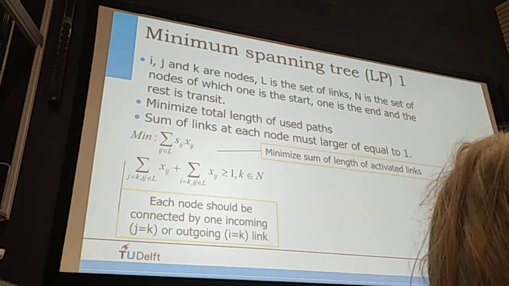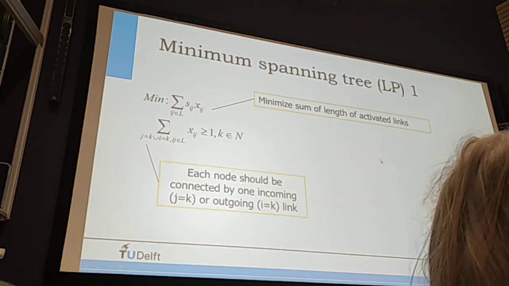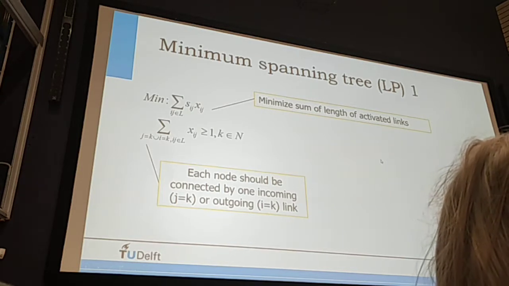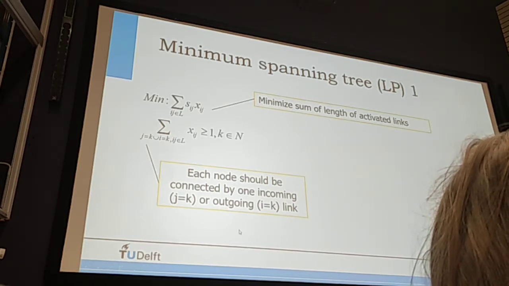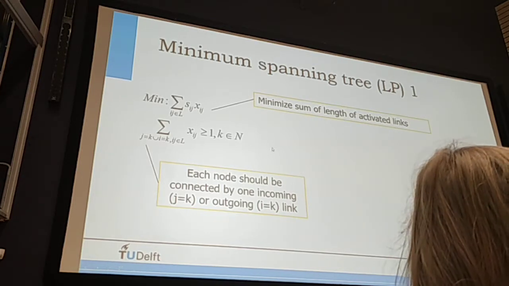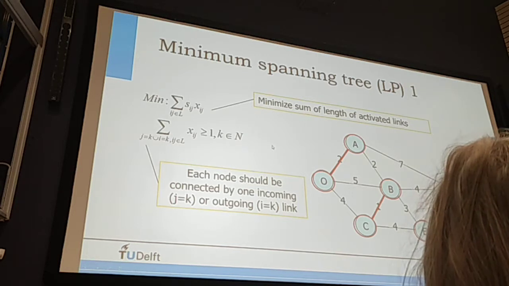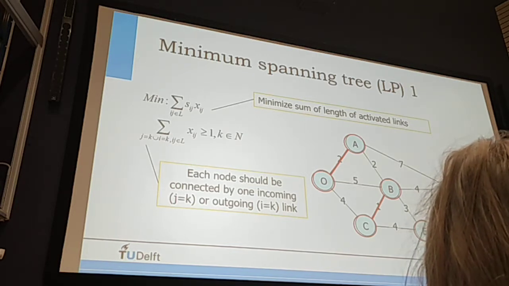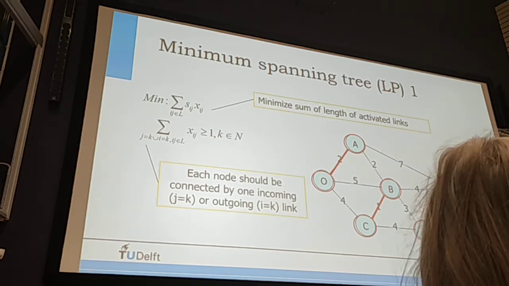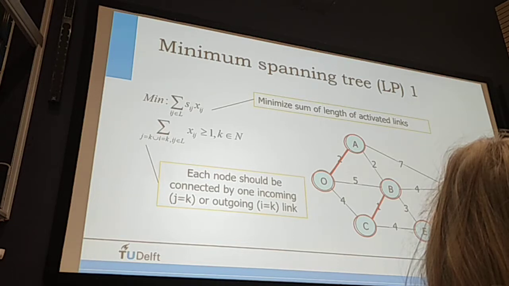So okay, let's apply this now to our network. So we want to minimize the sum of length of the activated links, and each node should be connected by one incoming or outgoing link. So what is the solution we're getting? This. So indeed, every node is connected, has one link attached to it, and so this completely fulfills our LP model, but it's not quite a spanning tree.